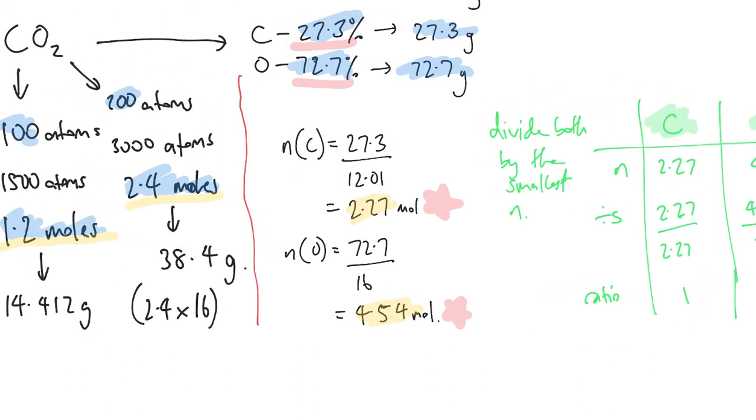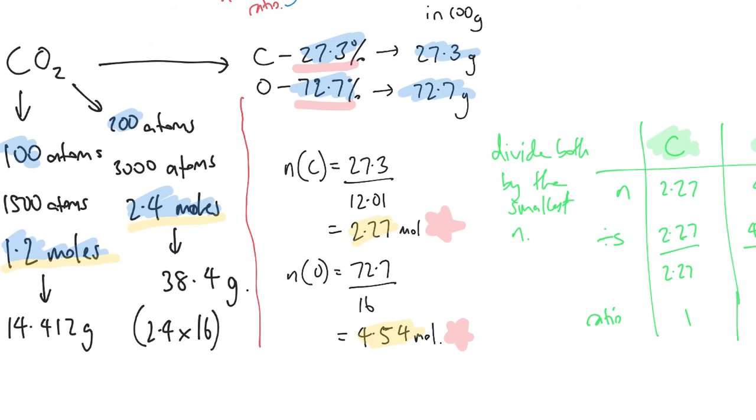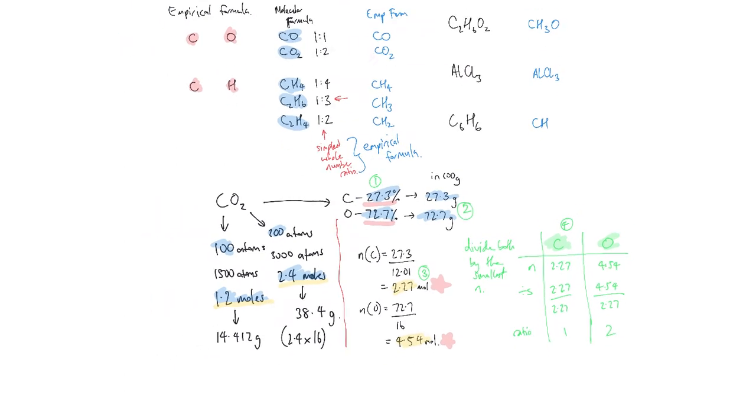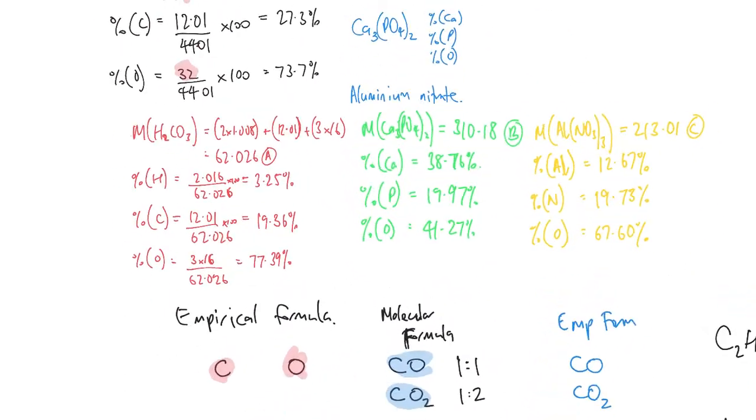You start out with the percentage, you turn it into mass in 100 grams, and this is actually a really important step to state. Start off with the percentage, turn the percentage into mass, turn the mass into number of moles, and then make a table to show the ratio between them. So let's try with the ones that we did before. Let's just confirm that they will actually do the exact same thing. So we worked out percentages of these ones here.